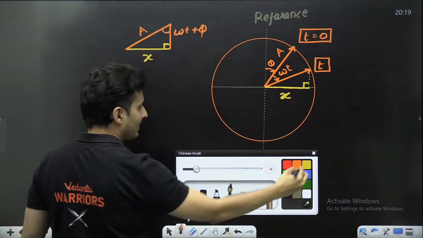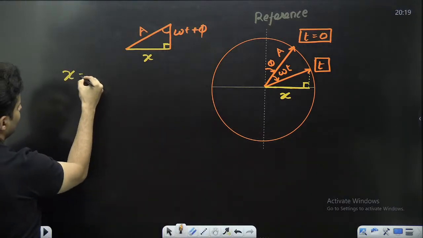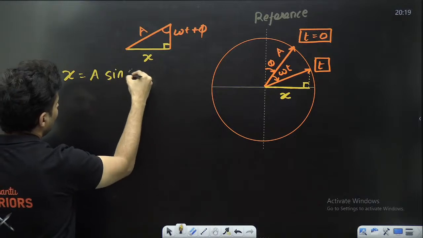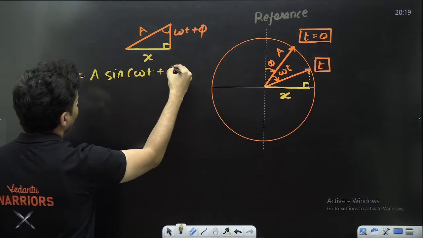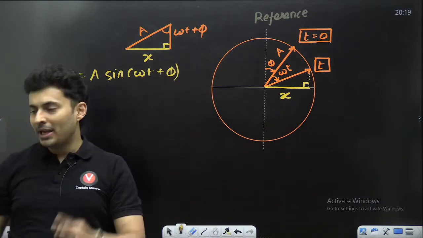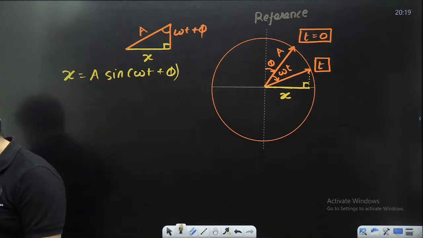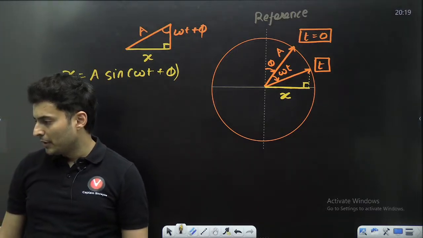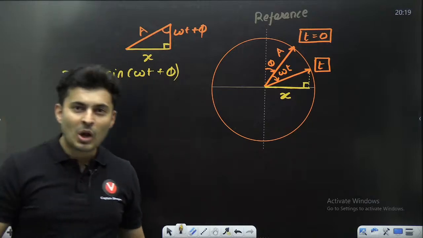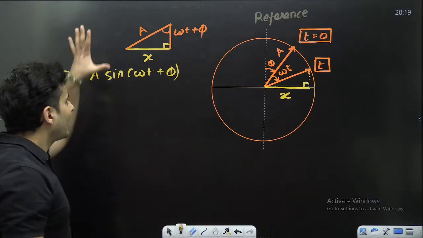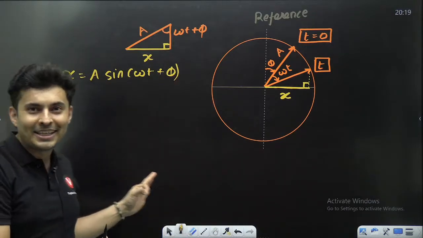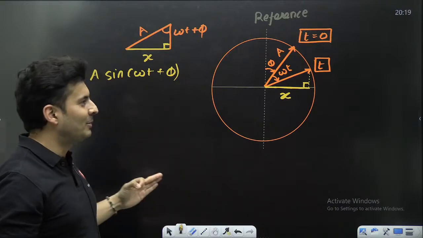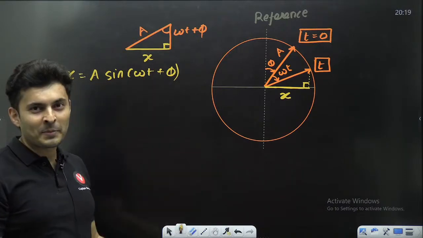So this will be omega t plus phi. So again, you will see over here, x is A sine omega t plus phi. Isn't that so? Very good. Awesomeness. So again, it is a projection of SHM only. Sorry, projection of UCM only. SHM is the projection of UCM.